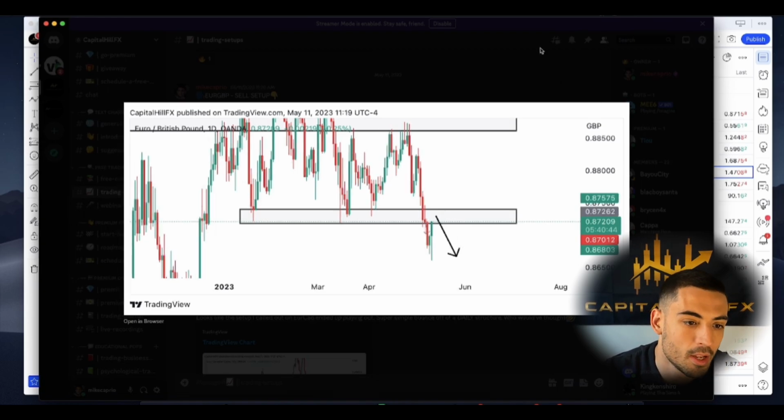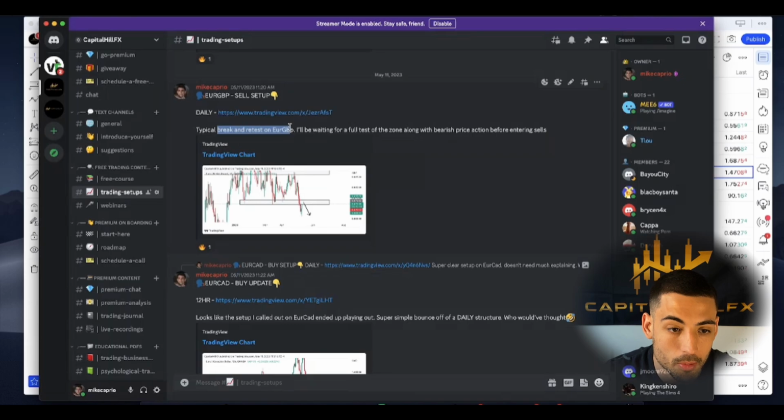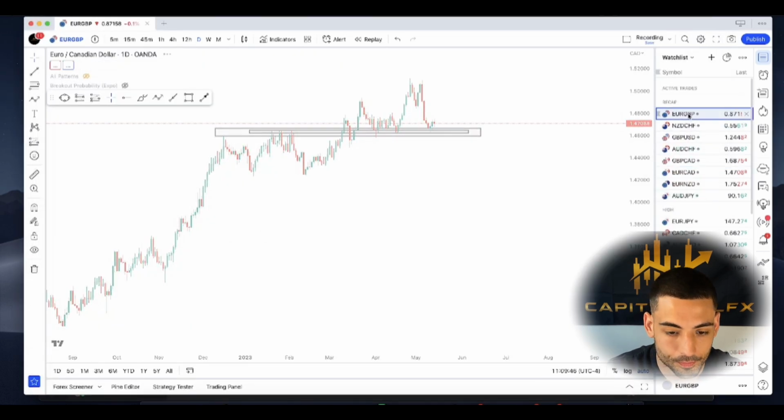So I was just saying, you know what? We have your typical break and retest on Euro GBP. I'll be waiting for a full test of the zone along with bearish price action before entering sells. Let's go to Euro GBP and see what ended up panning out.